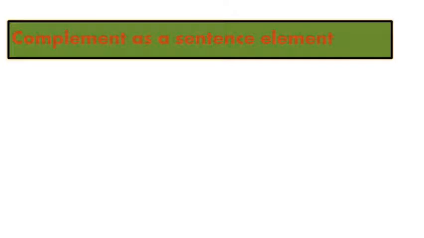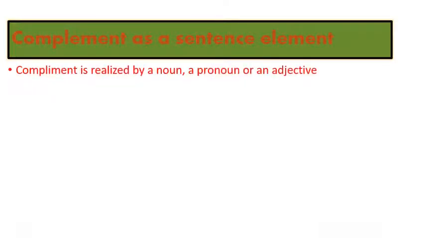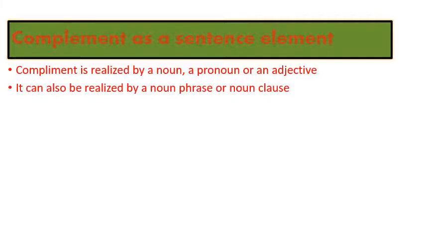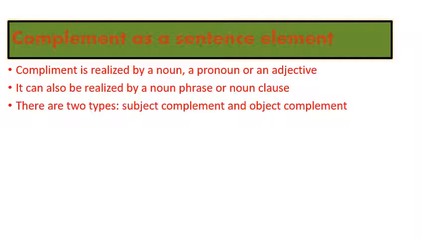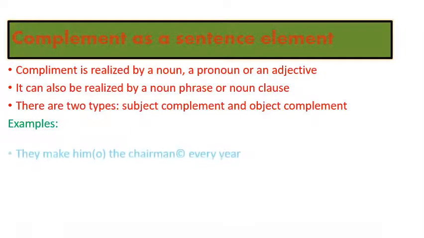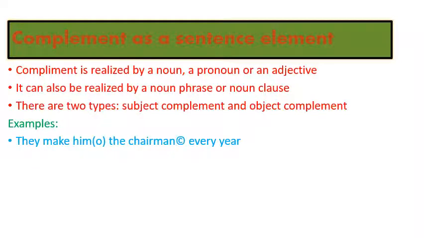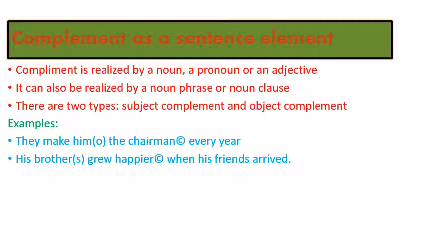Okay, so let's look at complement. Complement is another sentence element, and it is usually realized by a noun, a pronoun, or an adjective. So here we have two types of complement. We have the subject complement and the object complement. When you have a subject complement, it means that it is referring back to the subject of the sentence. If it is an object complement, it refers back to the object of the sentence.